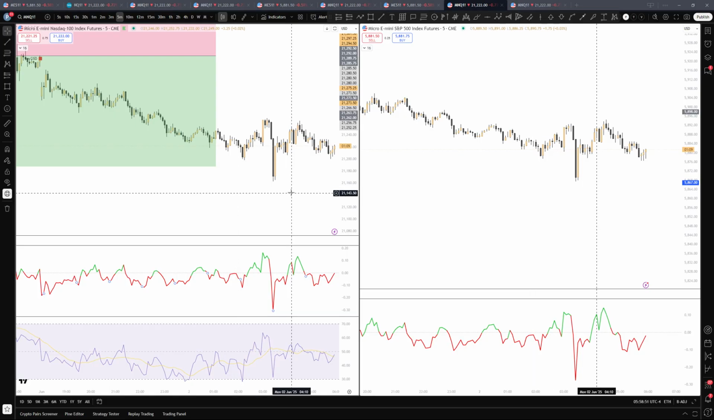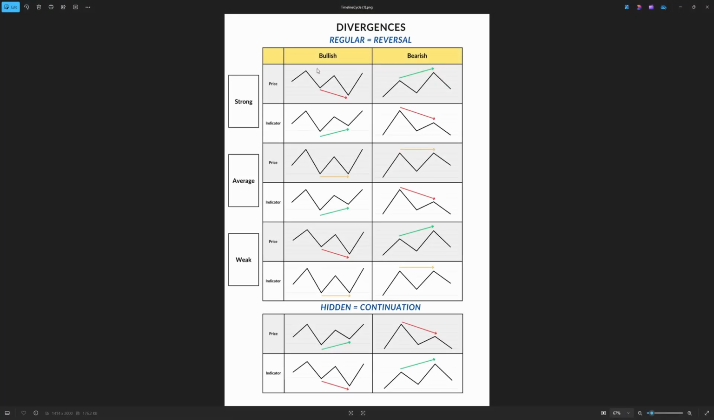Let's go back to the cheat sheet quickly. So here we can see, for example, that the price is making lower lows, but the indicator is making higher lows. Now, if you watch my SMT divergence video, this should look pretty familiar, as it's basically the same sort of structure that we're looking for here, but instead of looking between two assets, we're looking between the price and an indicator. So let's talk about what these divergences actually show.